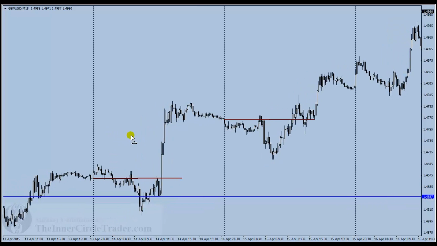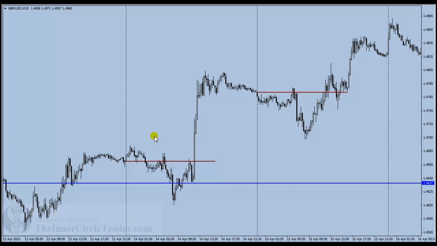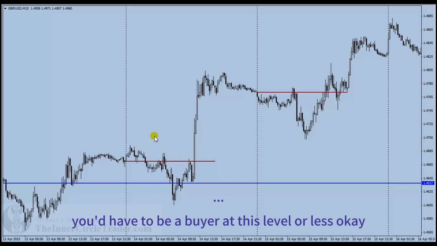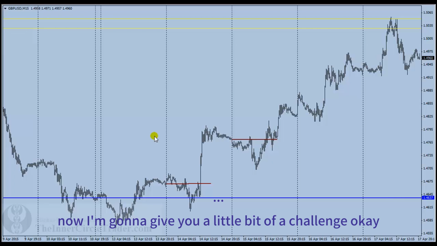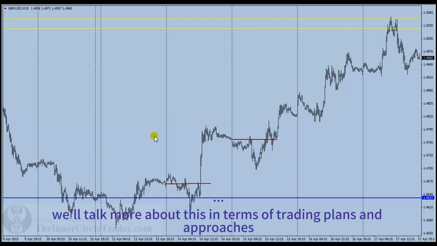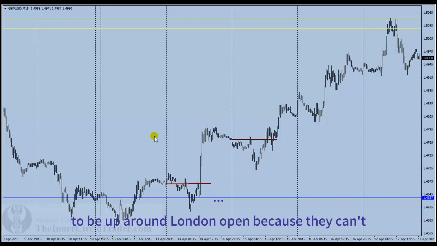Okay, now I'm gonna give you a little bit of a challenge, and we'll talk more about this in terms of trading plans and approaches. A lot of folks don't want to be up around London open because they can't in North America. They got jobs. They can't do intraday entries for their trades around that time of day. So they're kind of forced to do limit orders, sometimes missing trades or getting blown out, or only trading in New York or Asia. Of all times, really, you shouldn't be trading Asia unless you're doing yen or Aussie pairs.